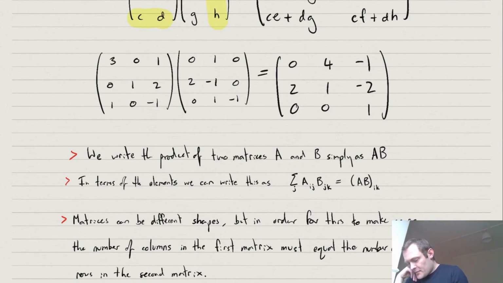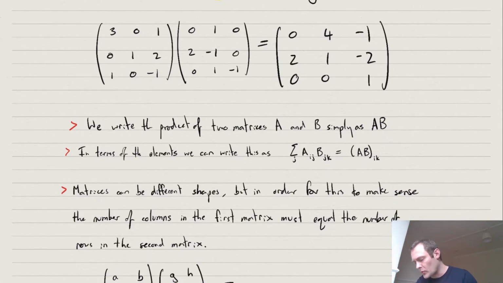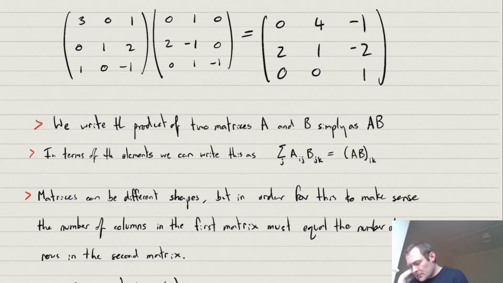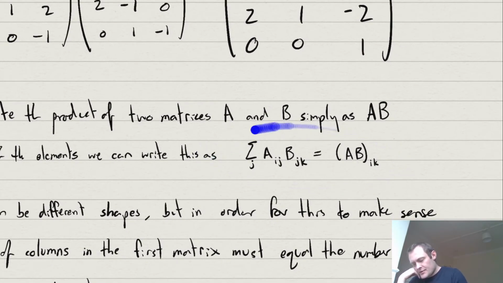So we write the product of two matrices simply by putting them next to each other. So AB, like that, implies the product. There's no special symbol we need. In terms of the elements, we can write out the equation like this.